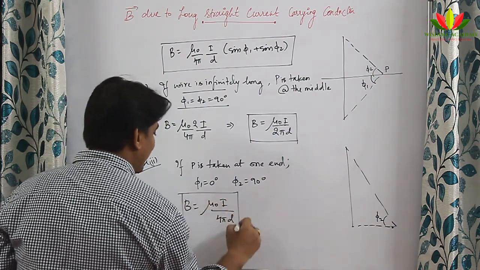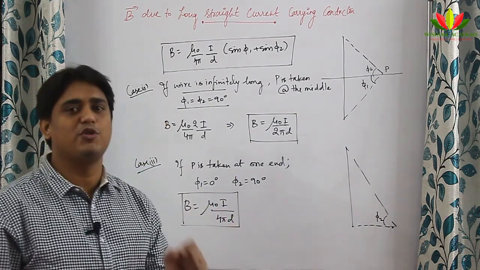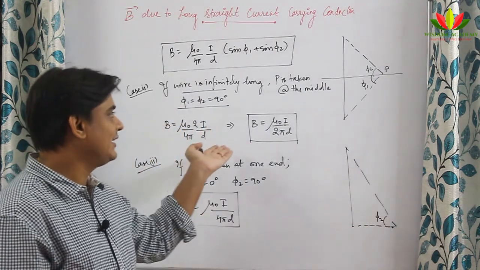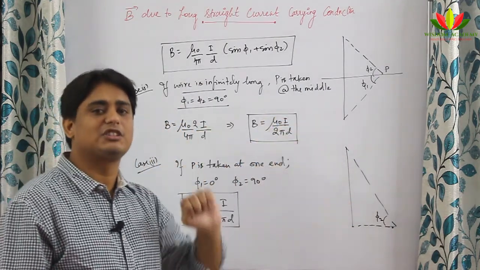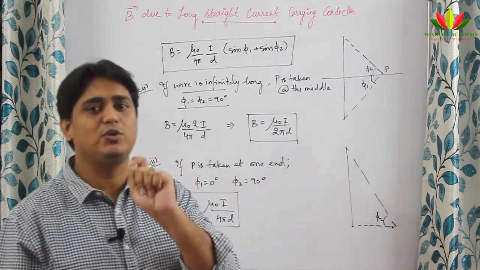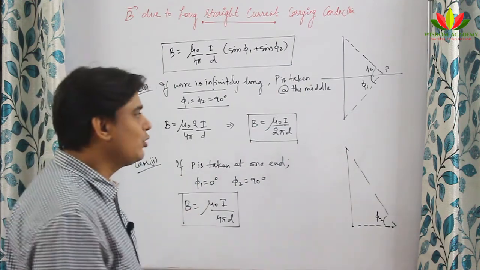So we get the value of magnetic field as mu naught I by 4 pi d in the case if you are taking the point at one end of the wire, and if you take the point at the center of an infinitely long straight current carrying conductor, then you will get the value of B as mu naught I by 2 pi d. One more thing, what is the direction of the magnetic field in both the cases?